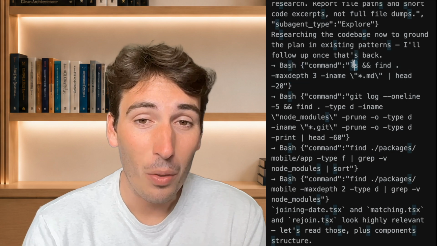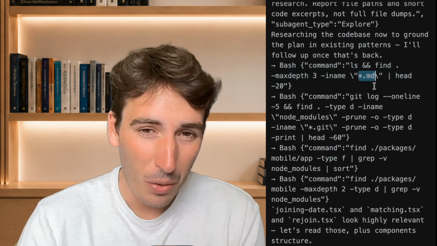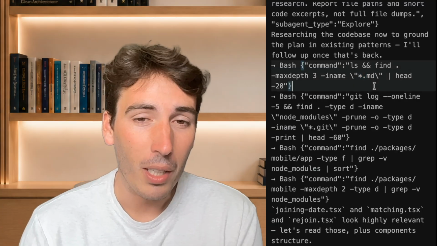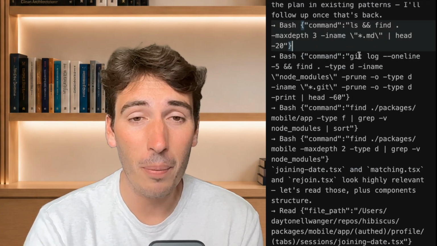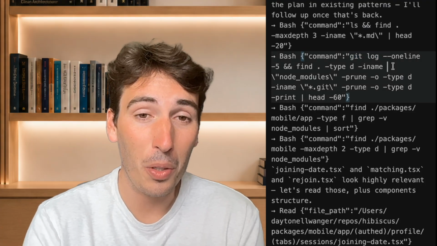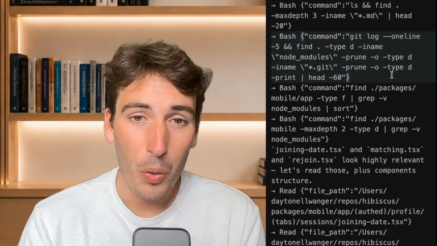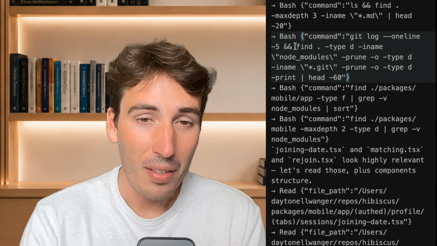It's going to see what's in the root of the repo and check if there are any markdown files in the project, because those are usually where someone would keep documentation. Then another smart thing it does is it looks at the recent Git history. Often what I'm working on now is closely related to some change that I recently made. Then it lists all the directories in the repo to kind of orient itself.